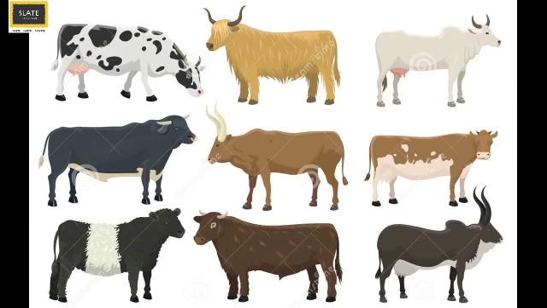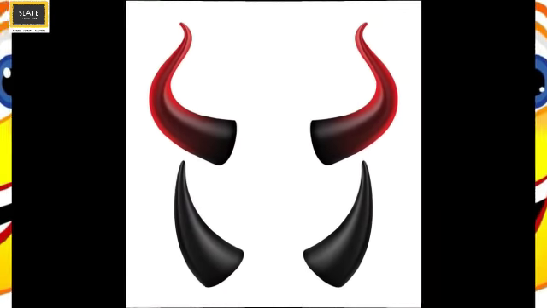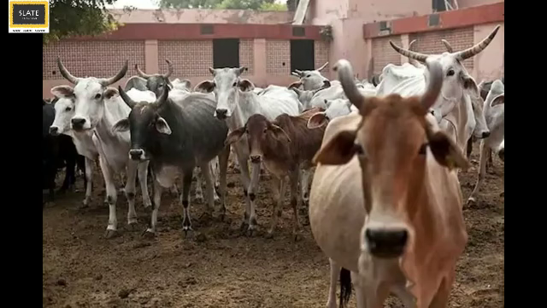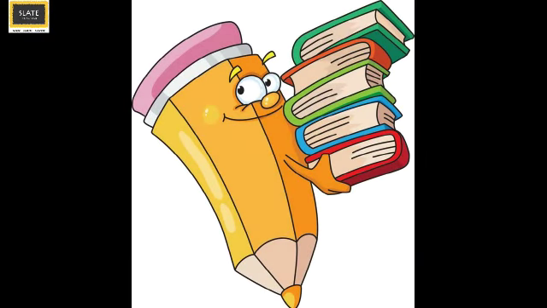So, Slaters, you all must have seen cow, buffalo, and bull, isn't it? Can you all tell me what do you see on their heads, which they use for protecting themselves? Correct, horns. Cows, buffaloes, and bulls have two horns on their heads. This they use to protect themselves from enemies. So, Slaters, let's learn more about horns from the textbook.